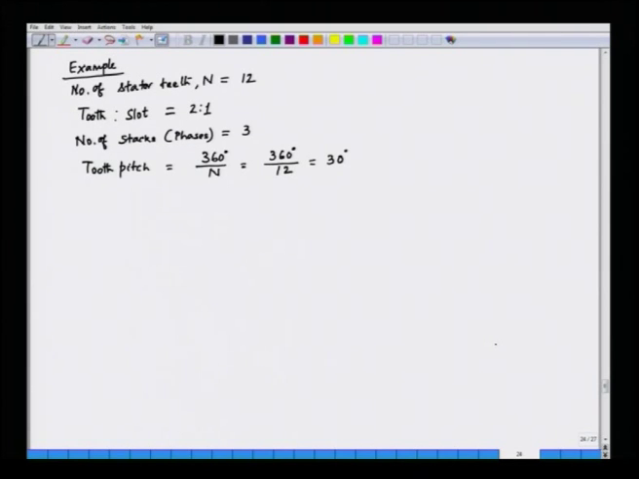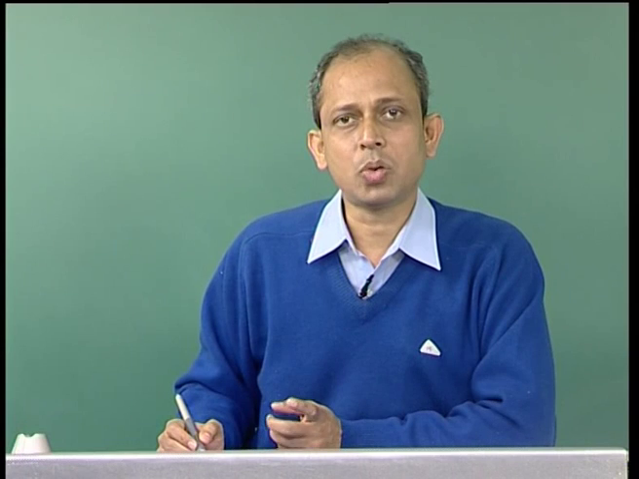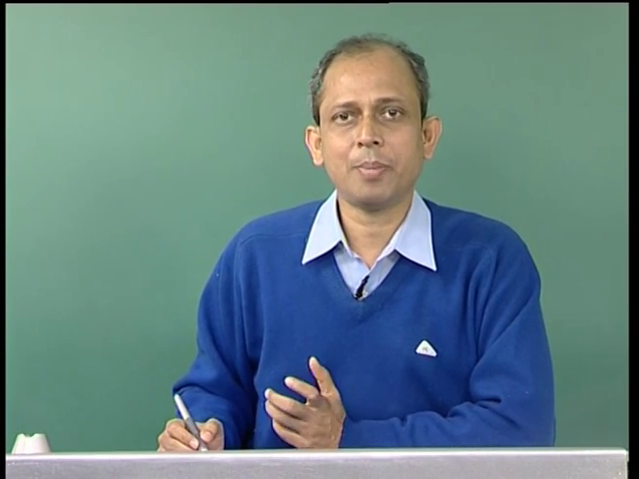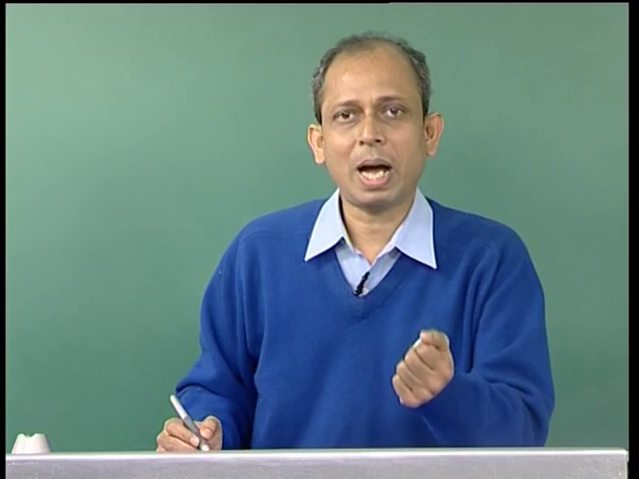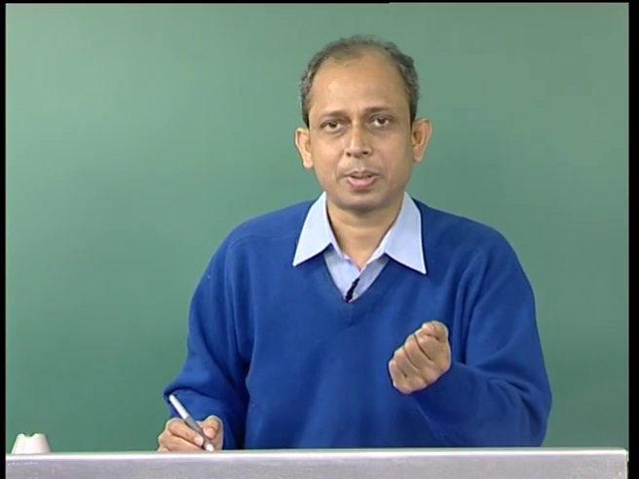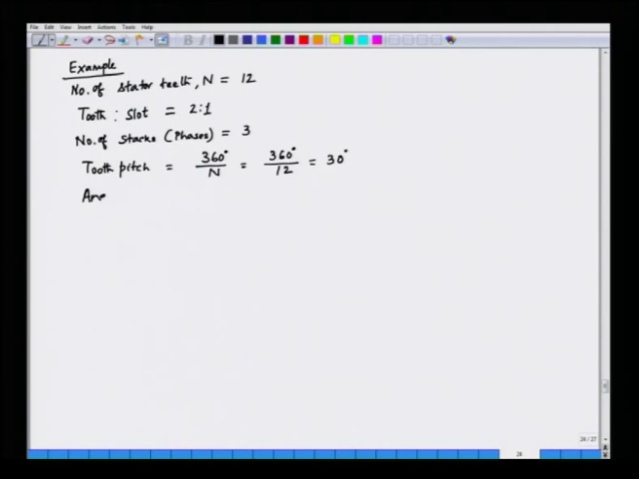What is the angle of offset? Angle of offset is 360 by N into M. M is the number of stacks, and here M is equal to 3. So, in fact, if we divide 360 by 12 into 3, we get 10 degrees. So, the angle of offset is equal to 360 divided by N into M, that is 360 divided by 12 into 3, where M is the number of stacks. So, what you obtain here is 10 degrees.